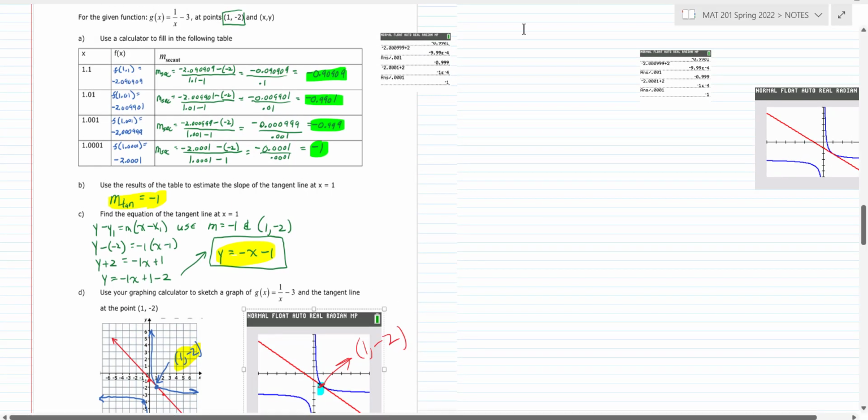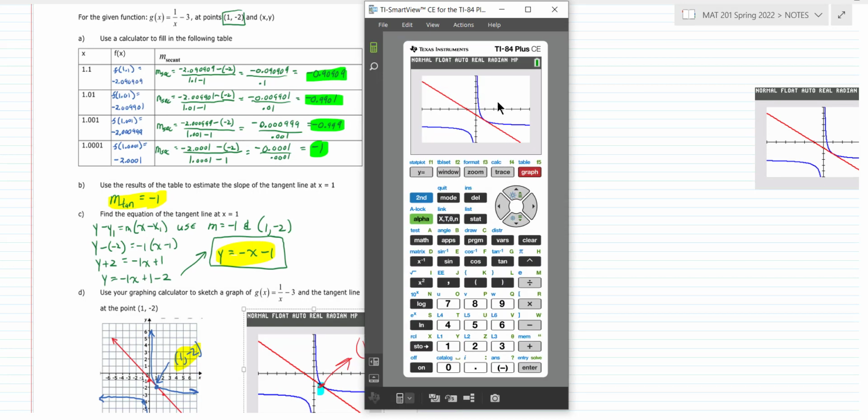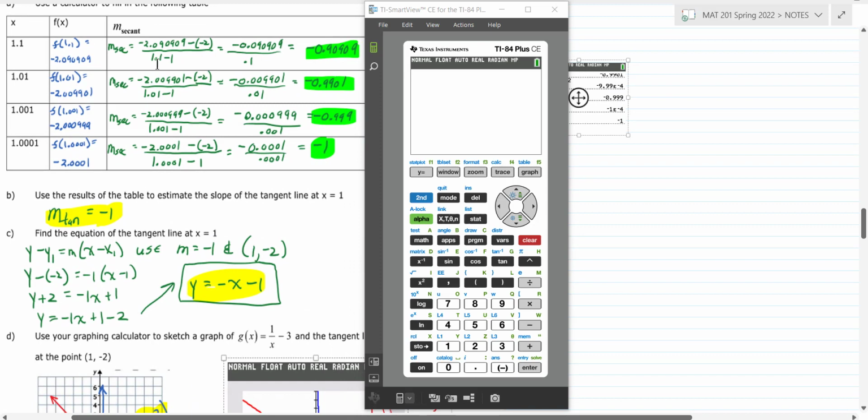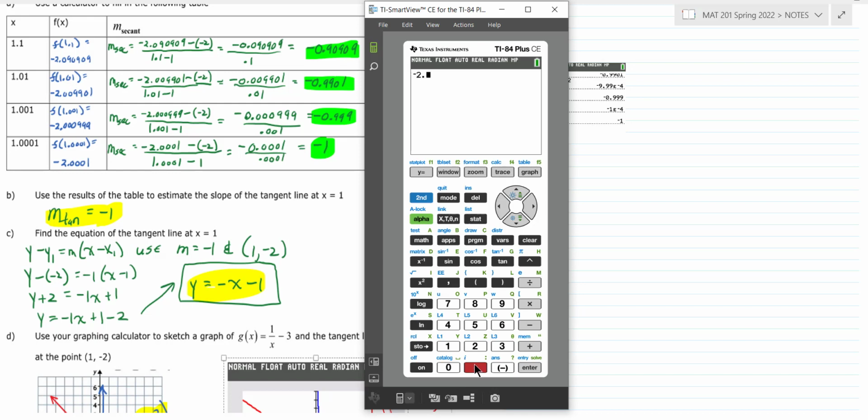One thing I did notice, which happens to students sometimes, is you'll get some scientific notation in here. So I wanted to show you what happens. Let me zoom in just a little bit so I can see this better. If you do this 1.01, we'd be doing -2.009901, and we're subtracting -2, which means we're adding 2. You get this, and that didn't come out in scientific notation this time.